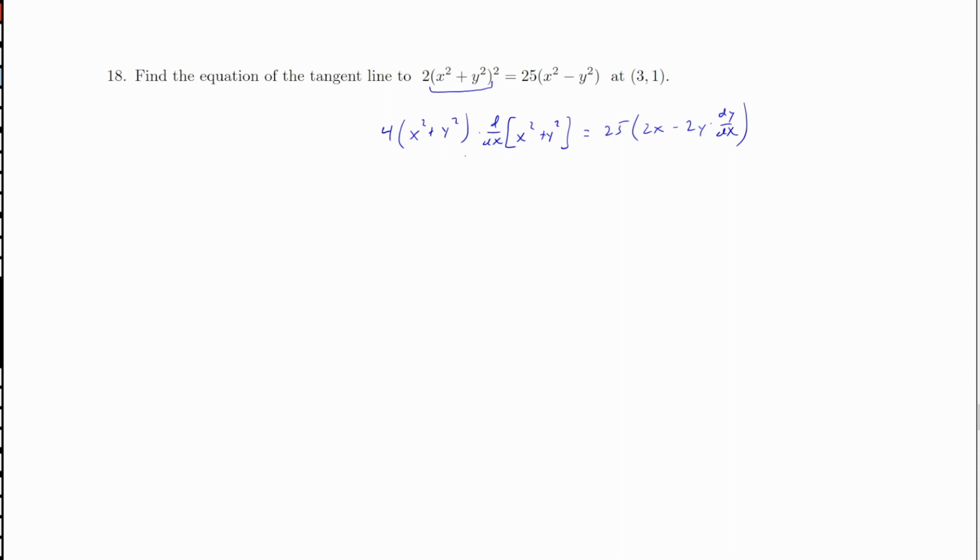Let's finish off our differentiation. The derivative of x squared is 2x. The derivative of y squared is 2y times dy/dx.